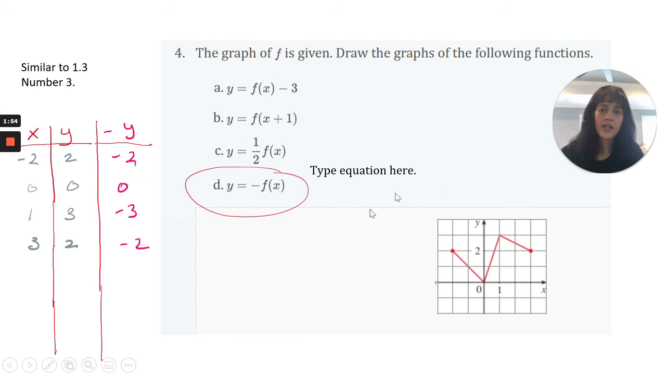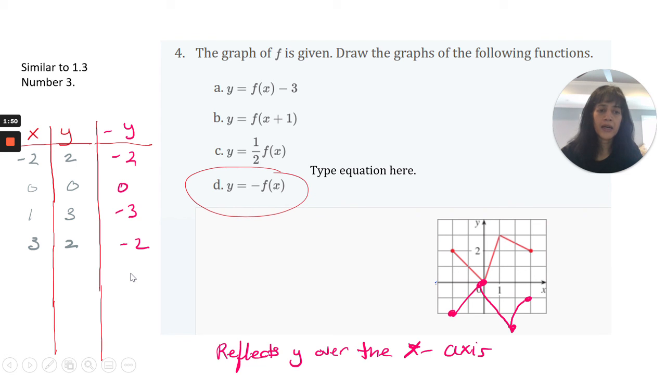Negative y. So I took negative y and then I plotted it, and now I can see someone took a piece of paper, folded it over the x-axis, and then drew a reflection of that over the x-axis. So D reflects my original graph over the x-axis. So I think the hardest one was B.